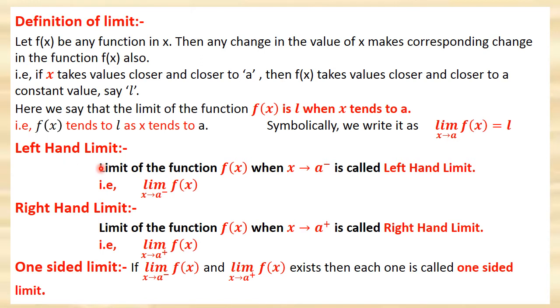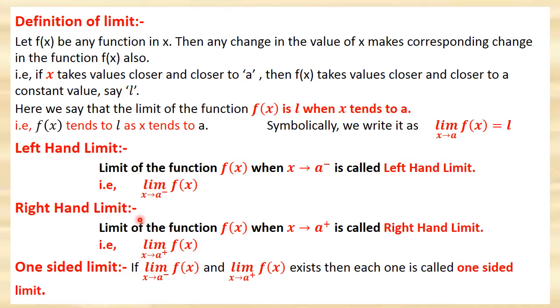We know x tends to a from left as well as from right. So the left hand limit is the limit of the function f of x when x tends to a minus, that is, x takes values from left of a, and it is represented by limit x tends to a minus f of x. And what will be the right hand limit? That is, x takes values from right of a, and it is the limit of the function f of x when x tends to a plus, called the right hand limit. That is, limit x tends to a plus f of x.